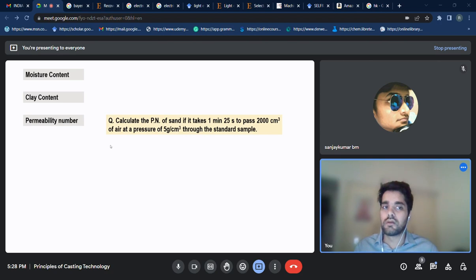So I've written a numerical here: calculate the permeability number of sand if it takes 1 minute 25 seconds to pass 2000 centimeter cube of air at a pressure of 5 gram per centimeter cube through the standard sample. So can anyone tell me what will be the permeability number?